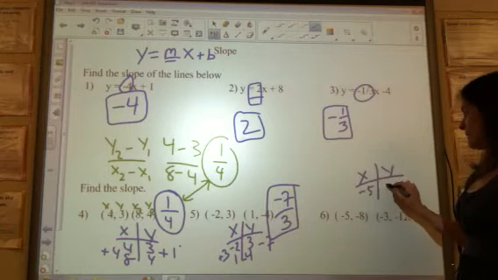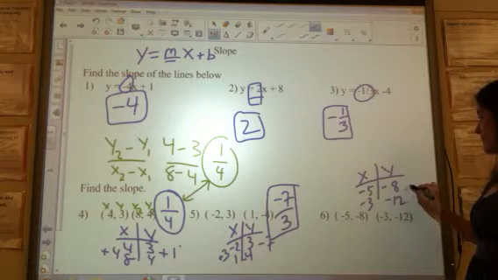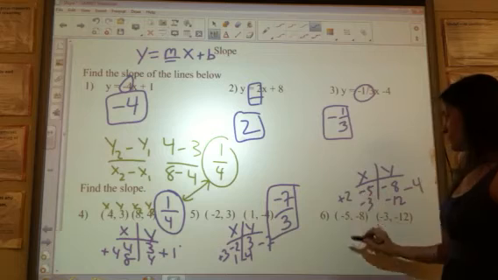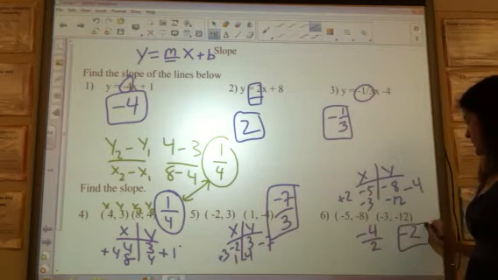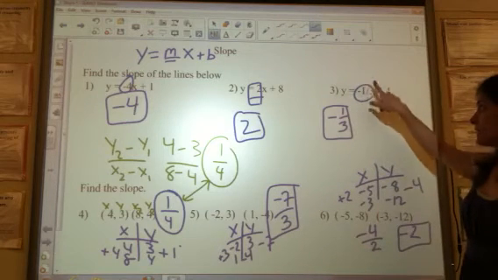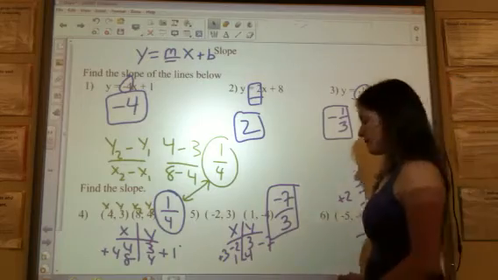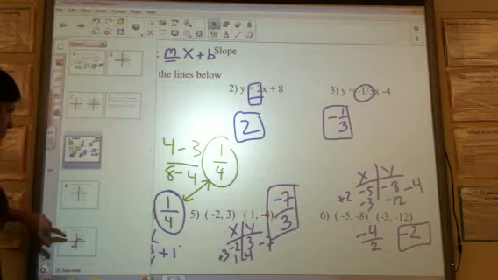So here, negative 5, negative 8, negative 3, negative 12. Here I am subtracting 4. Here I am adding 2. Negative 4/2 is negative 2. And I found slope using equations of the line, just the number in front of x. 2 points.